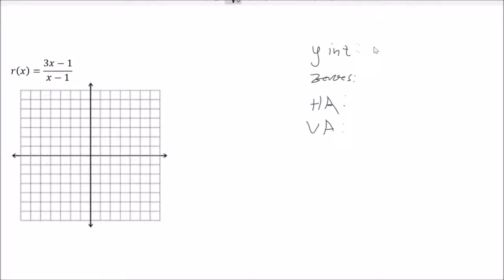Okay, looks like the y-intercept's 1. How am I getting that? I'm doing -1 divided by -1, and that's 1. Let's deal with our zeros. That would come from 3x minus 1 equals 0. Working that out, that would say 3x equals 1, and then x equals 1/3. And I should probably do some graphing while I'm here. So y-intercept at 1, and then I have 1/3 as one of my zeros.